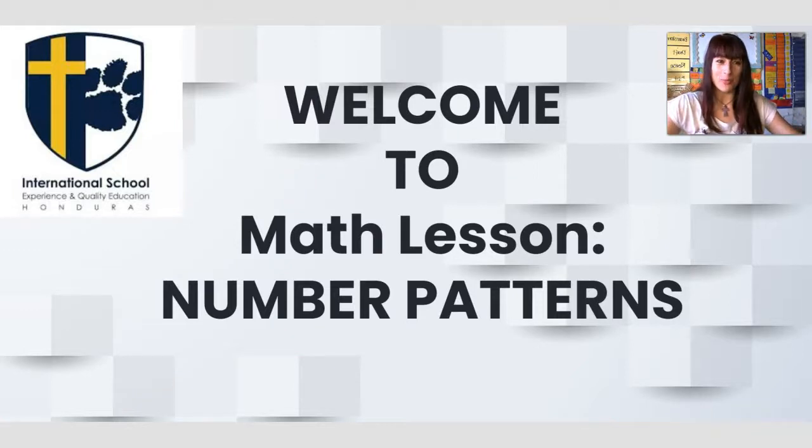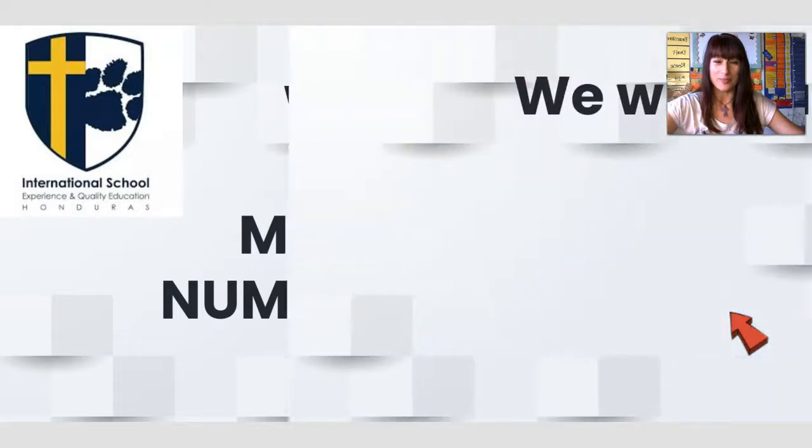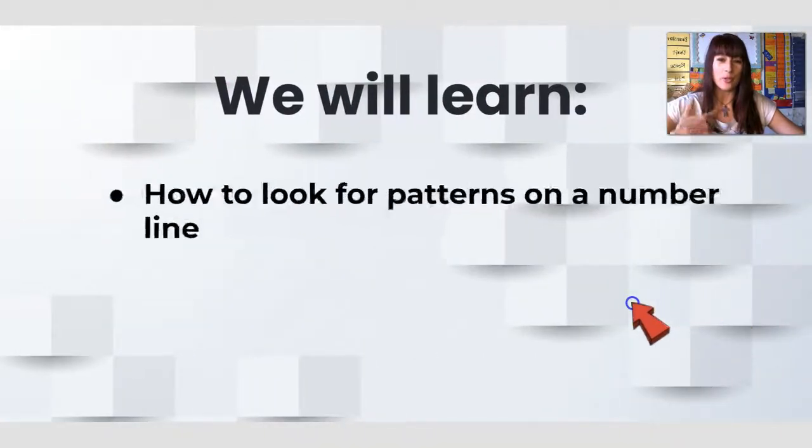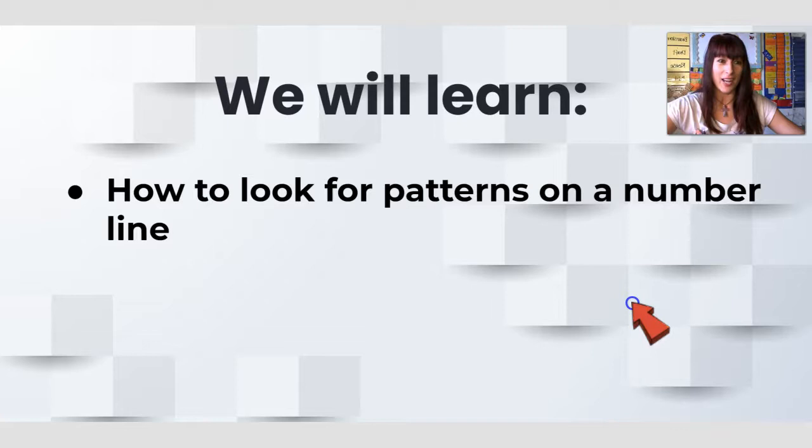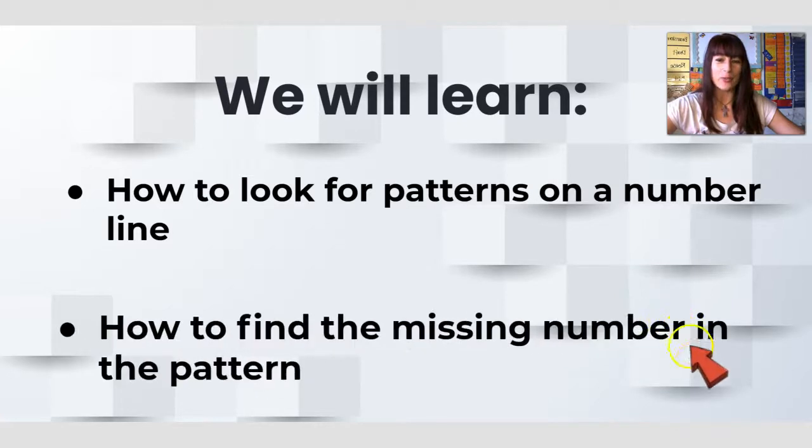We had so much fun with numbers already. We learned how to compare them, how to put them in order from least to greatest or from greatest to least. And we are not done with numbers. We will continue to have more fun with numbers. In this lesson, we will learn how to look for patterns on a number line and how to find the missing number in the pattern.